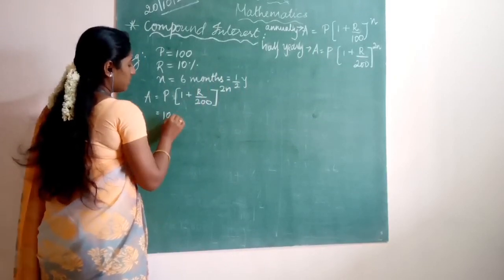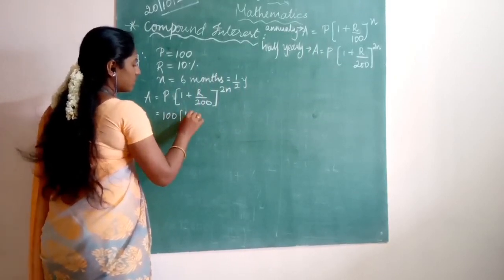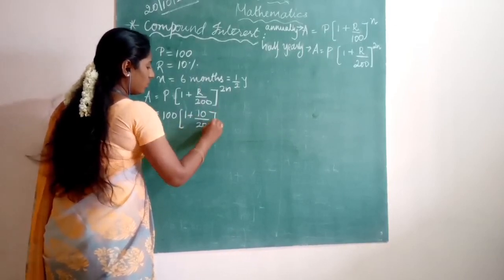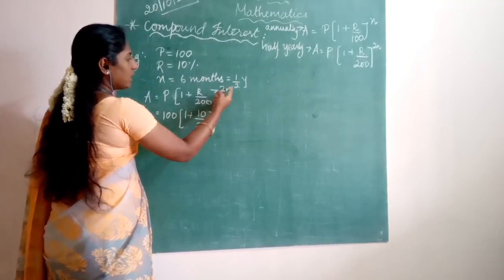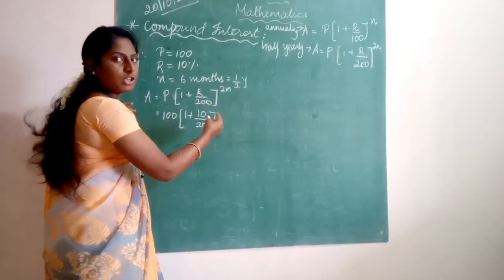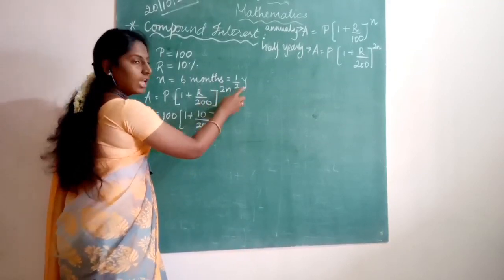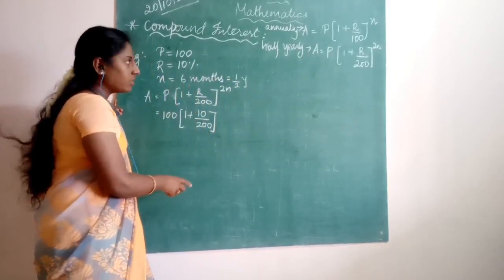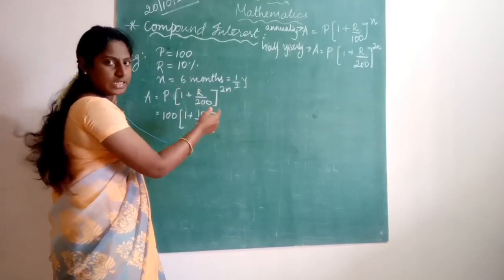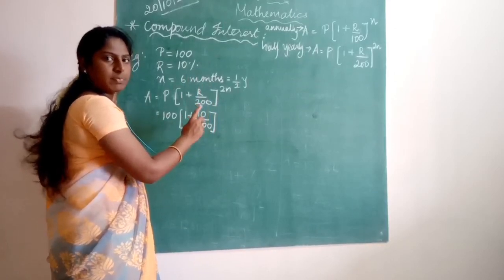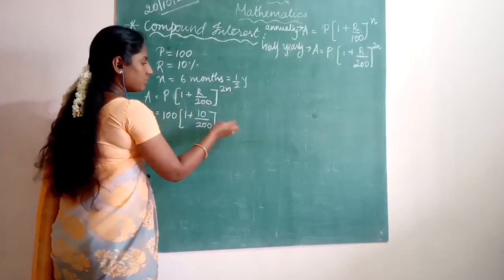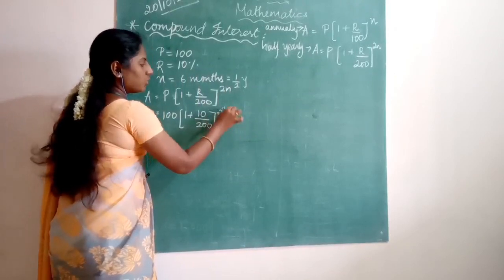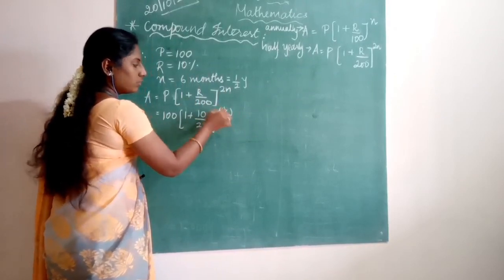Okay, next what is the principal amount? It is 100. Next 1 plus, what is the rate of interest? It is 10 divided by 200 the whole power 2n. Actually n is half. You have to take it in case of years. Don't take it in the case of months, because we are only taking half yearly. We are not calculating monthly wise. So in place of n you will have half. 2 into half. So half and 2 will get cancelled.